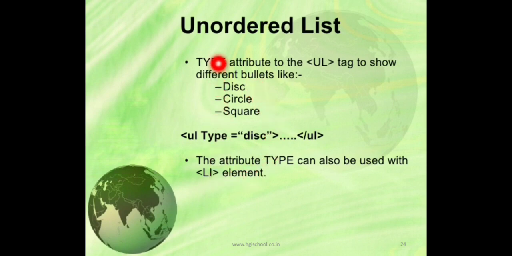So there is one attribute, the type attribute. We can write it like this: UL, then attribute type equals disk. Inside this there will be list items, and then the UL tag is closed. The type attribute can also be used with LI elements.